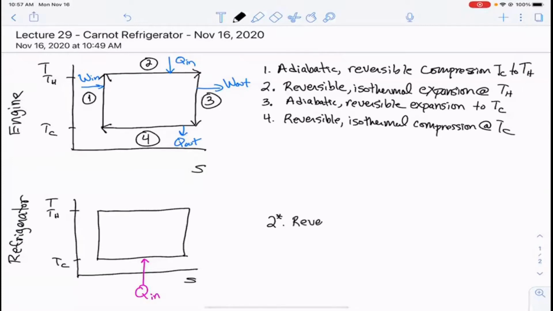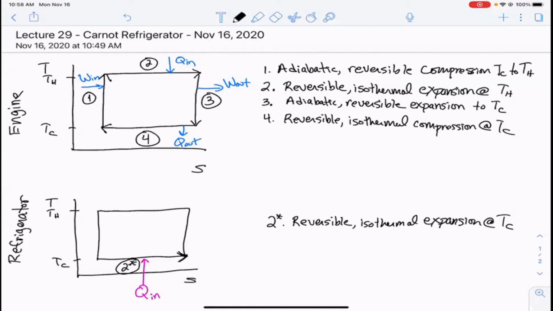That is a reversible isothermal expansion at T cold. So that is step 2 star. And we're going this way on the diagram, right? So we're actually moving counterclockwise.